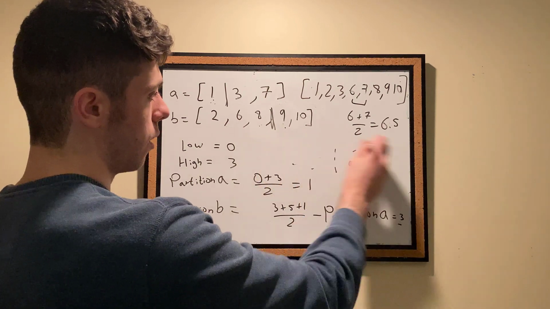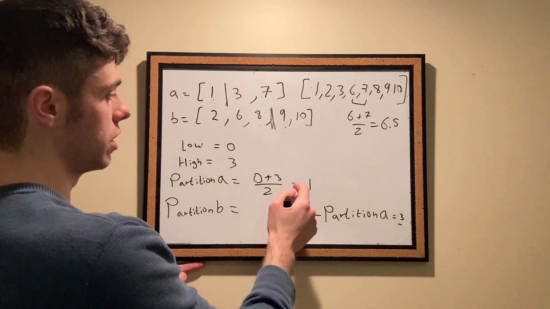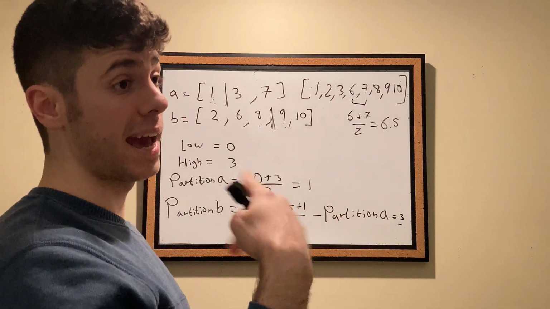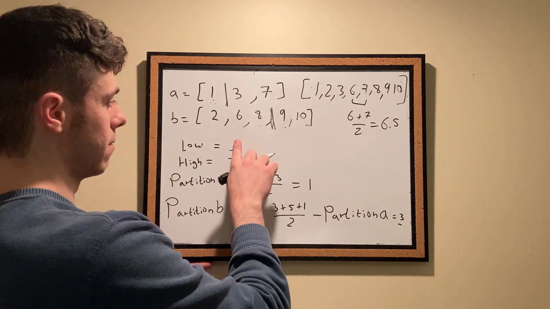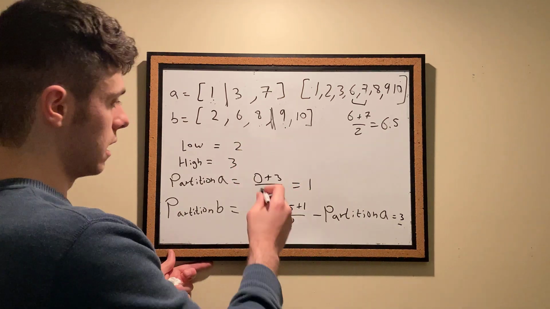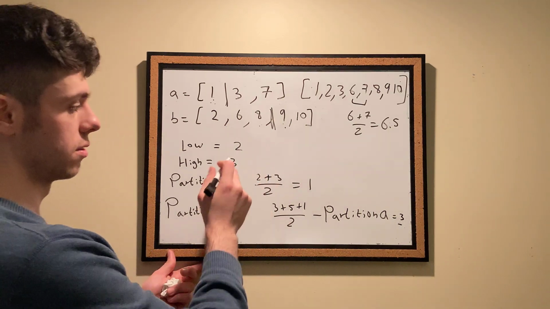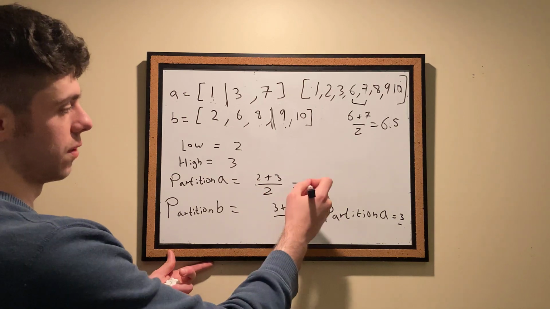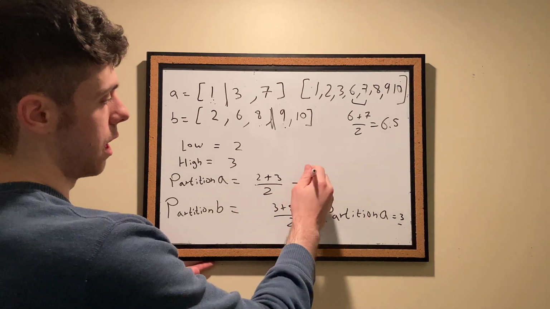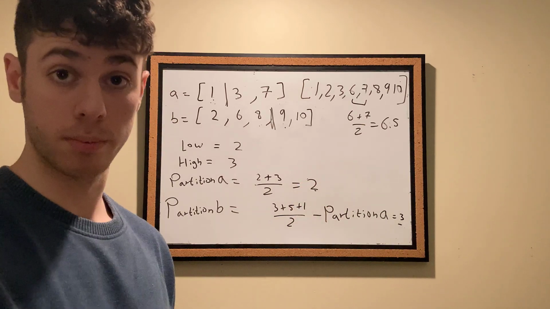So what we're going to do now is change the low point to be partition A plus 1. So we're going to add 1 to the partition and set that to be the value of low. So 1 plus 1, 2. High is not going to change. And then this is going to change though. It's now going to be low plus high, which is 5, divided by 2, which is going to round down to 2, right? Because 5 divided by 2 gives you 2.5, which rounds down to 2.